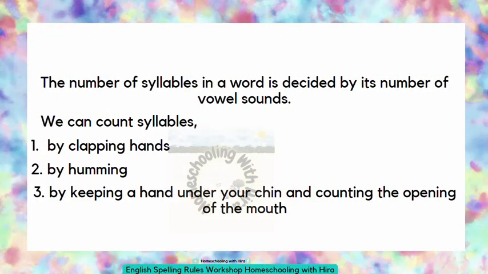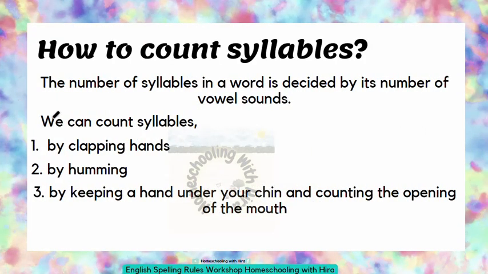So for this we have 3 ways. You can either clap your hands, which is the least favorite method of mine. The next is humming, a very nice method, or you can also keep a hand under your chin and count the opening of the mouth. Let's try with humming a word. If you hum the word otter, keep your hand on your throat and in your mouth say the word otter. The number of times your throat vibrates is the number of syllables in that word.